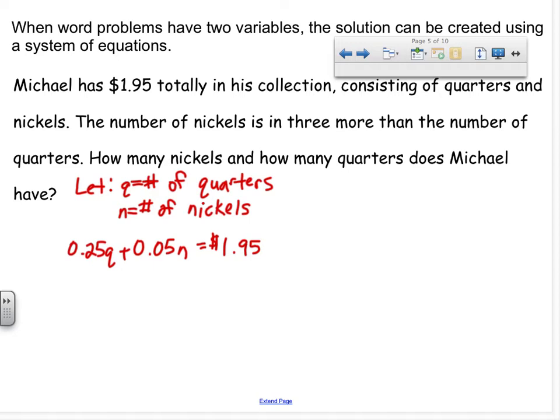Well, my second sentence actually gives me that. The number of nickels is 3 more than the number of quarters, which means N is equal to Q plus 3.